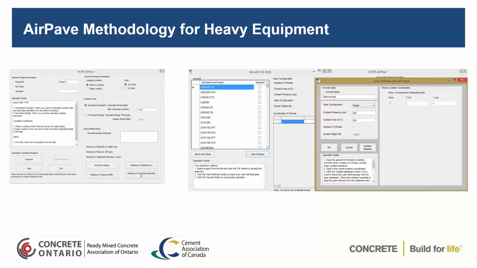And normally when you're doing a design for a heavy vehicle, you'll analyze the axle that has the heaviest load on it. Then you'll analyze all the axles together to see what the zone of influence is on that pavement.